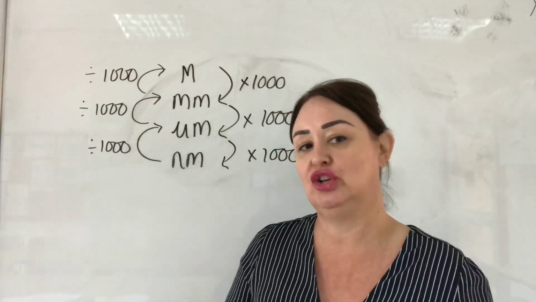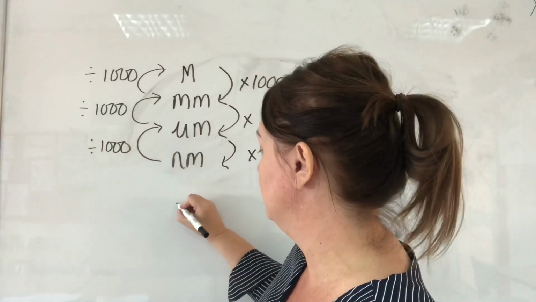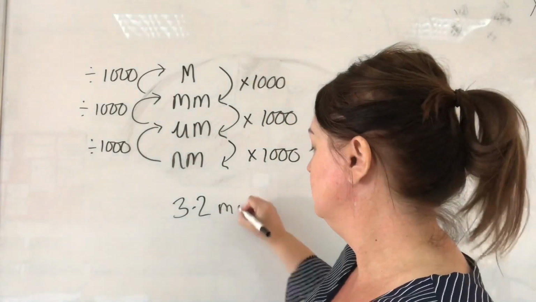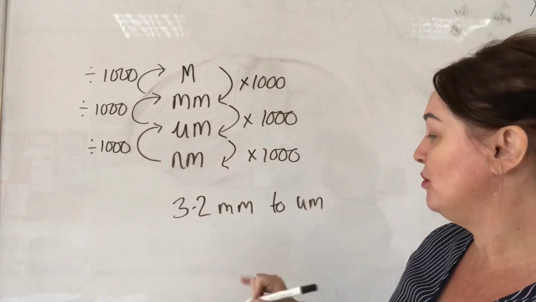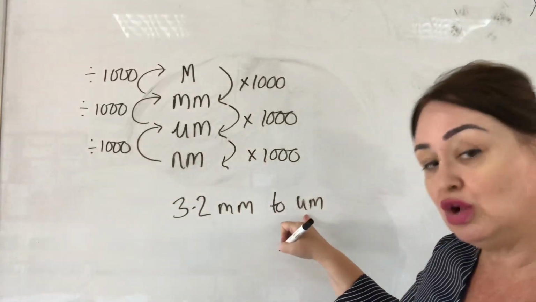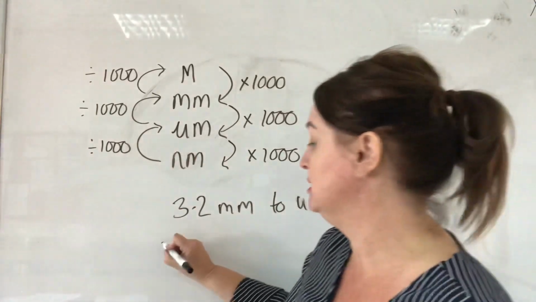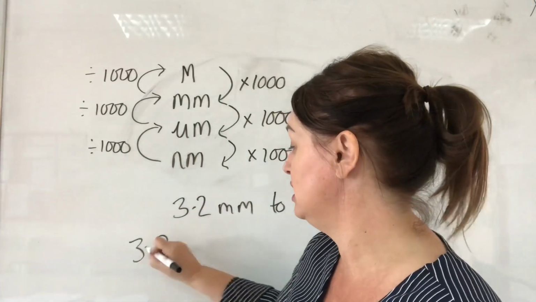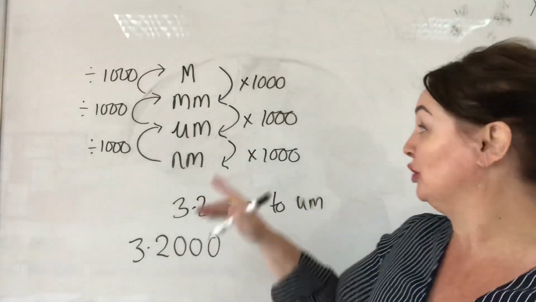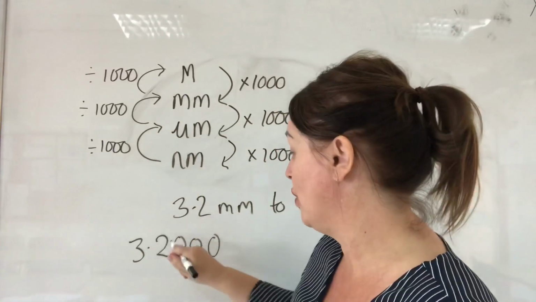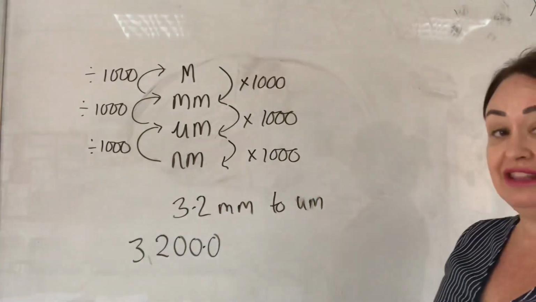So let's have a little look at some examples. If we had 3.2 millimetres and we want to change that to micrometres, we're moving to a smaller unit. So we're going to have more of them, so we're going to have a bigger number. So what I do is go 3.2, stick some zeros on, and then think, right, I need to move that decimal point 3 times. So I'm going to go 1, 2, and 3. So that would be the answer.